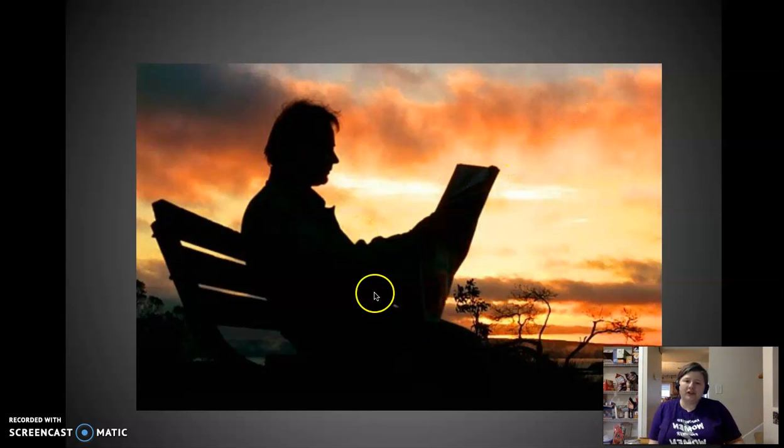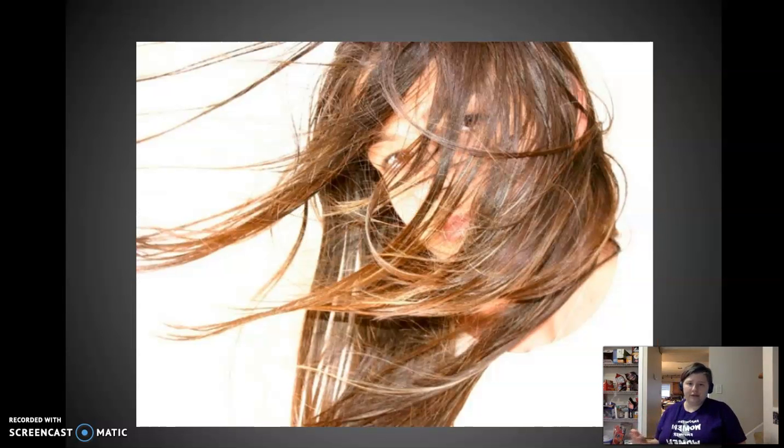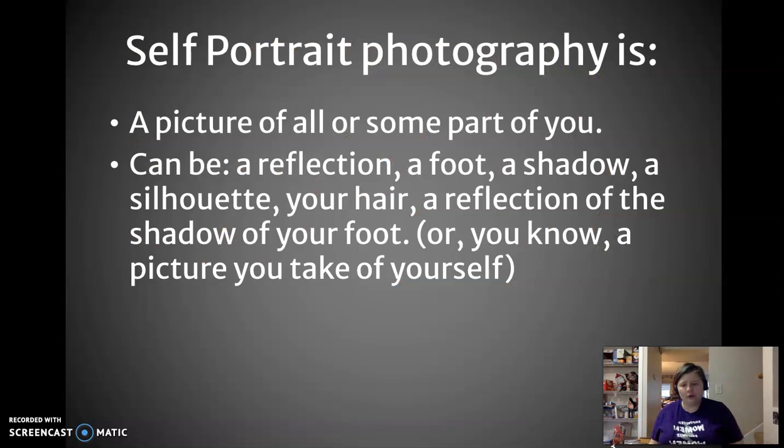If we could see him more clearly, I think that he would just kind of blend into the background. But because he's so dark compared to the bright background, right, that is where we get our intensity and our story. So self-portrait photography, this one might be dancing, might be a fan, who knows. It can be all or some part of you. It can be a reflection, your foot, your shadow, your silhouette, your hair, reflection of the shadow of your foot, whatever. It can just be a picture you take of yourself, or it can even be symbolic. If you have something that really represents you and who you are, you can take a picture of it and it is considered a self-portrait.